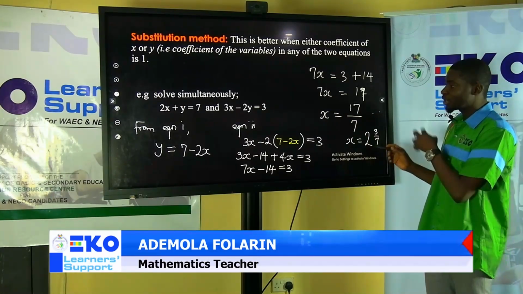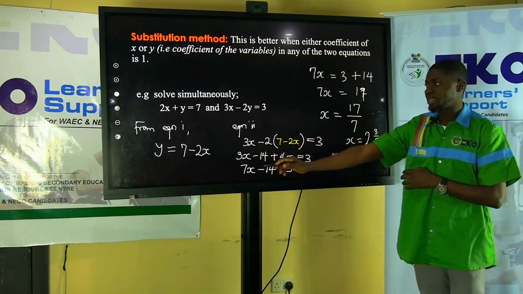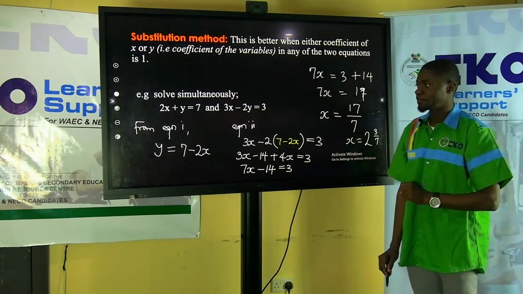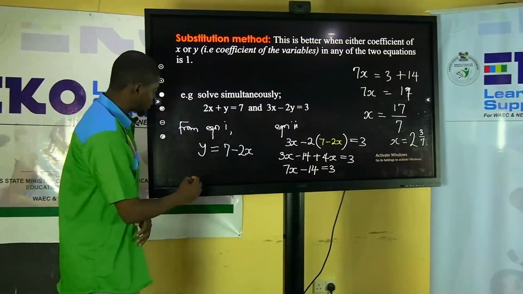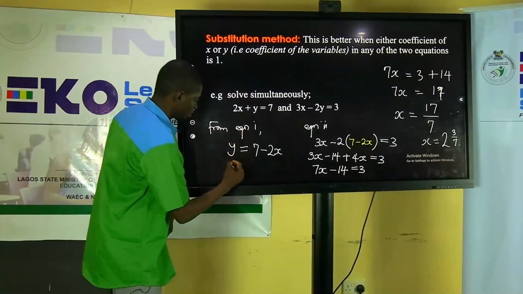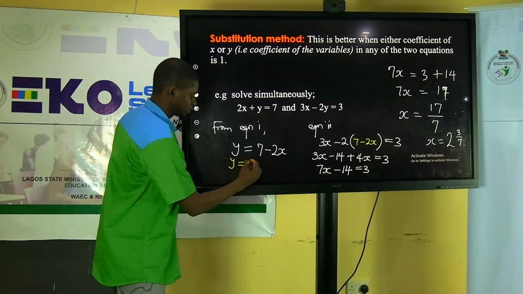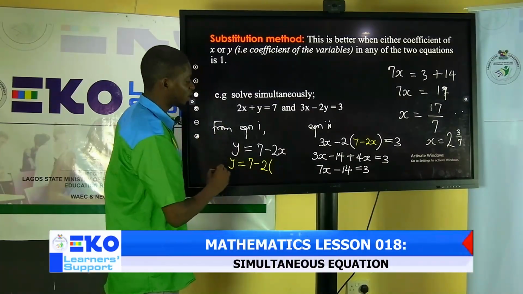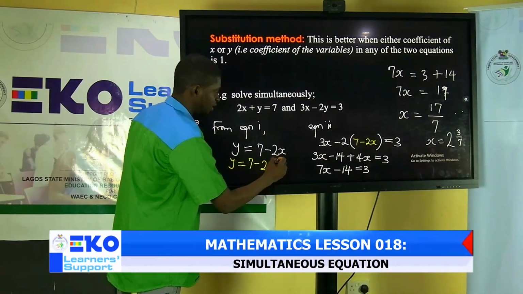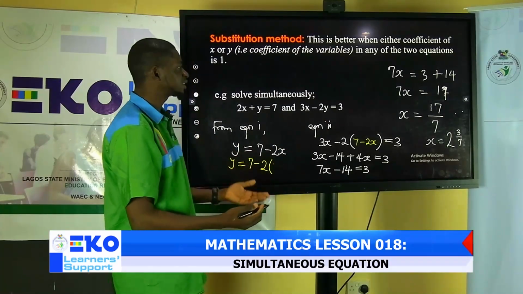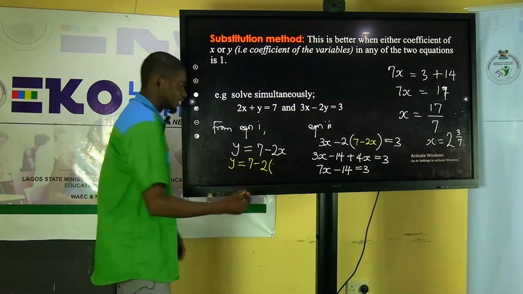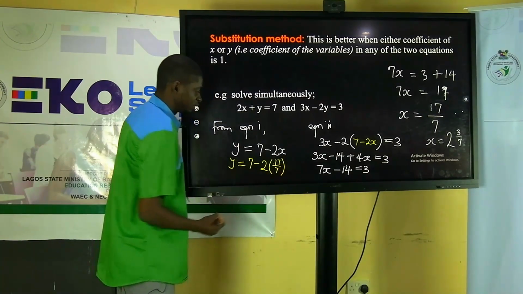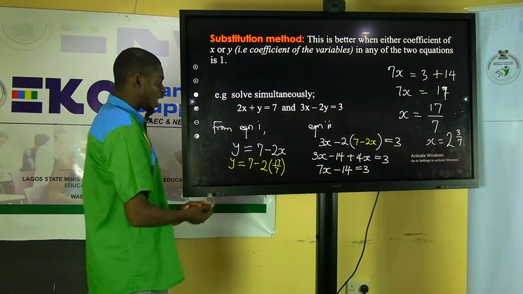We then go back. Now that we have the value of x, we go back to our y to substitute the value of x into what we have here for y. So we have y equals 7 minus 2, open bracket, the value of our x earlier, which is 2 whole number 3 over 7. Or better still, you can go on with the 17 over 7. They still mean the same. 17 divided by 7.